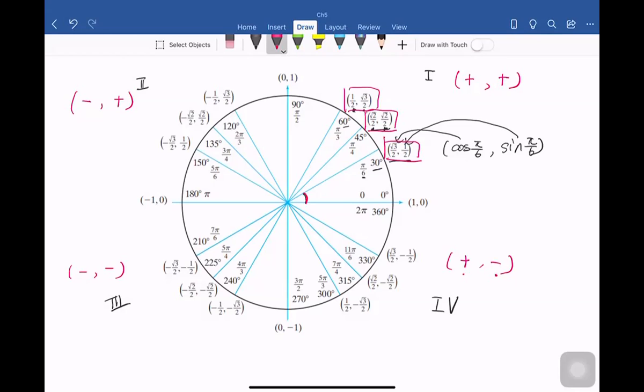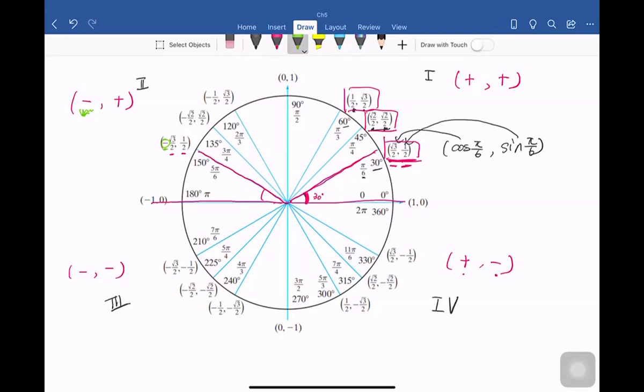The angle between the terminal side and the x-axis, this is the reference angle. So this one and this one have the same reference angle, that is 30 degrees, or pi over 6. So this one and this one, they are the same. What's the difference? Only the sign is different, because the x value in the second quadrant is negative. Just put a negative sign here.